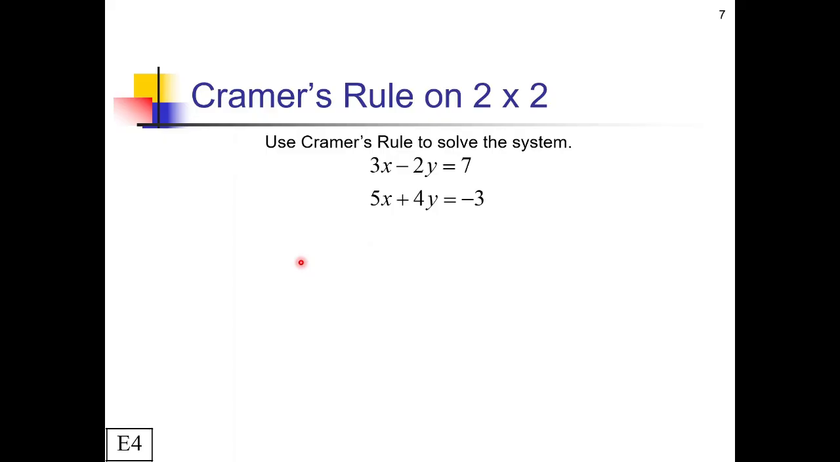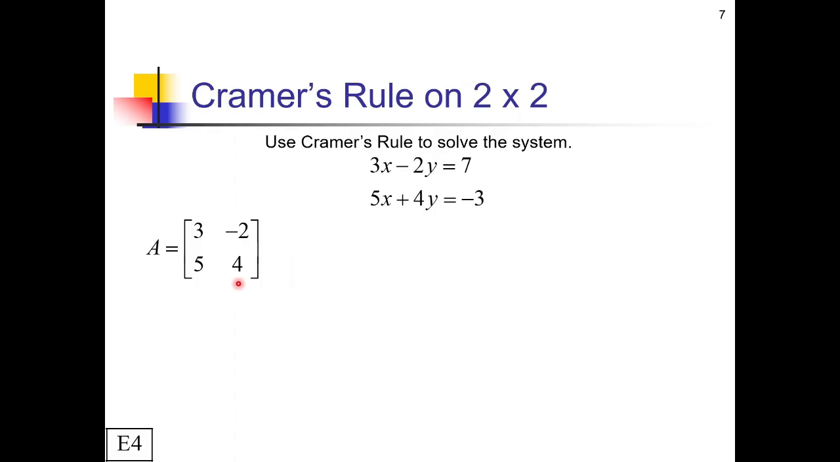All right, so first we're going to set up our matrices, our A, B, and C matrix. And I'm actually going to find the determinants as I go. It doesn't really matter if you set all three of these up and then find the determinants or find them as you go, either way. So let me start with my A matrix. That's going to be the coefficients here, these four numbers. So that's going to be 3, -2, 5, and 4.